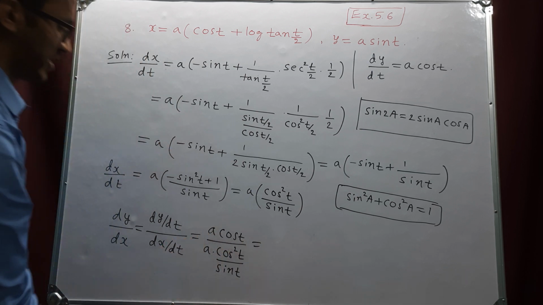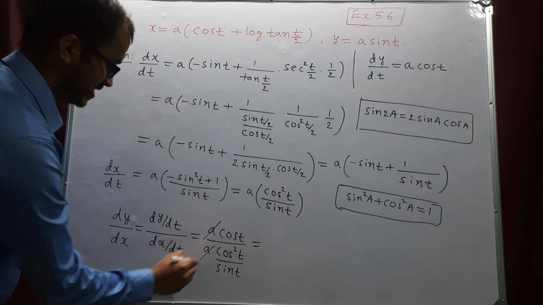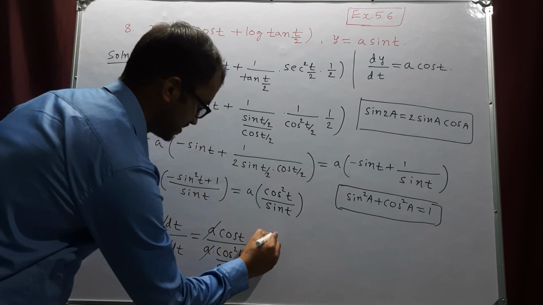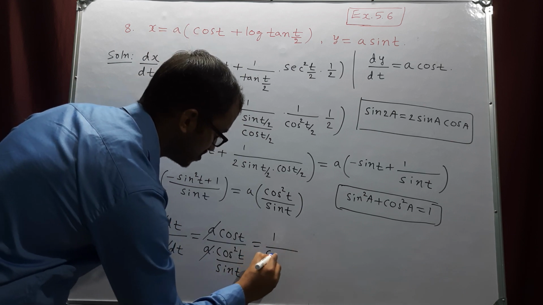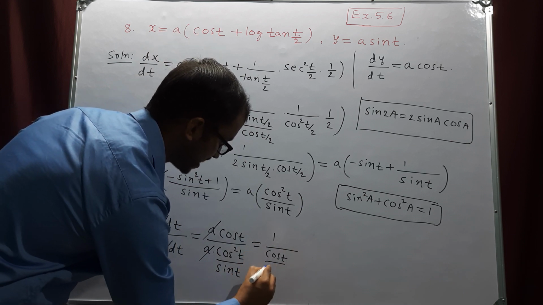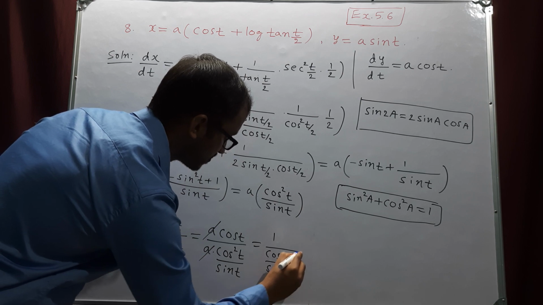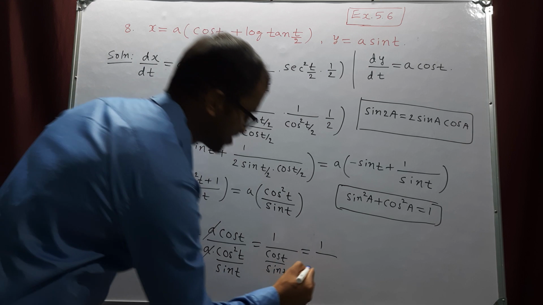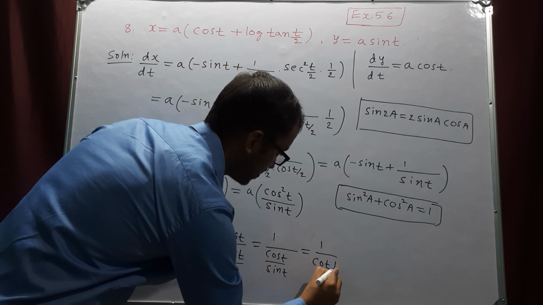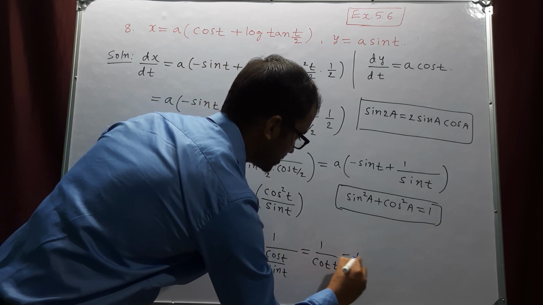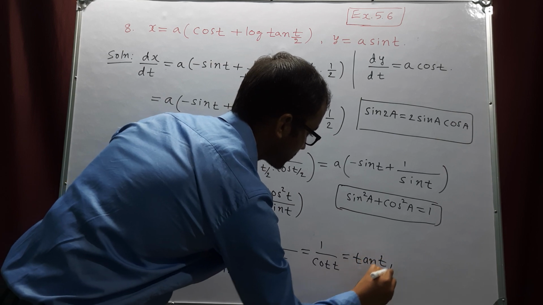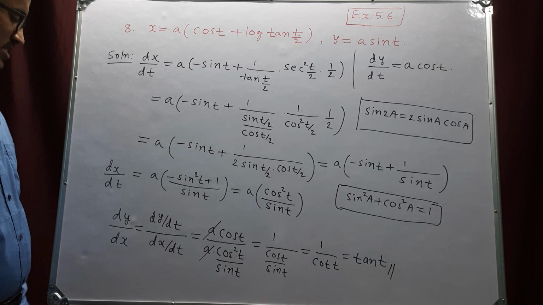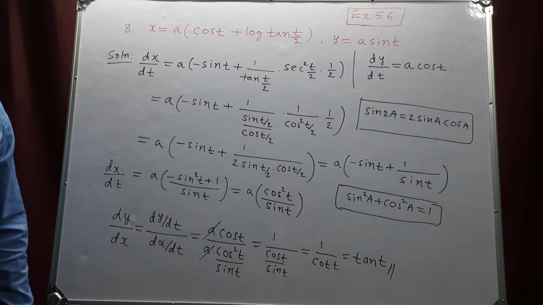So a, we can cancel a from numerator and denominator. Similarly, 1 cos t will get cancelled, that is 1 by cos t by sin t. So that is nothing but 1 by cos t by sin t means cot t. Again 1 by cot t means tan t. So this is the value of dy by dx, that is tan t.